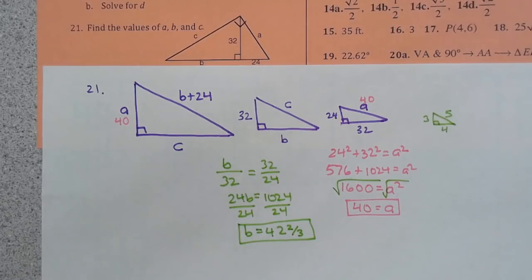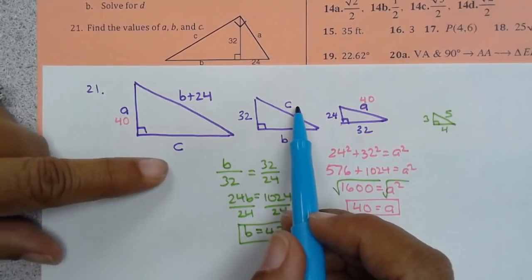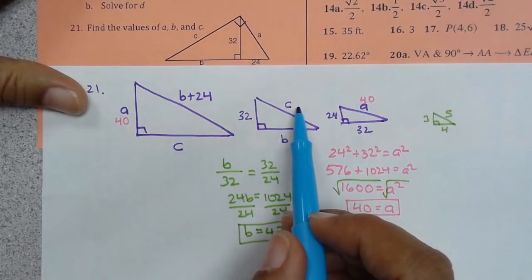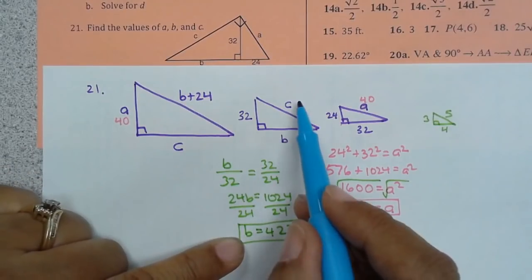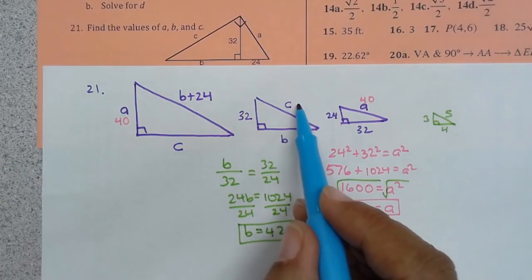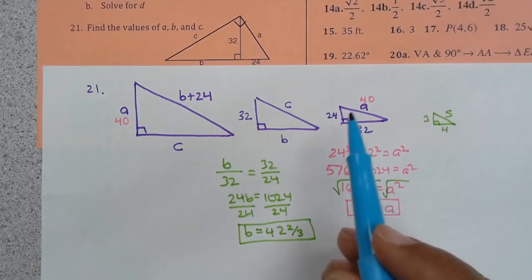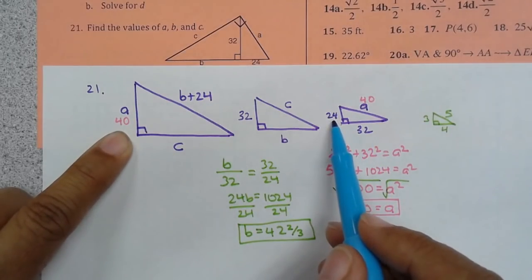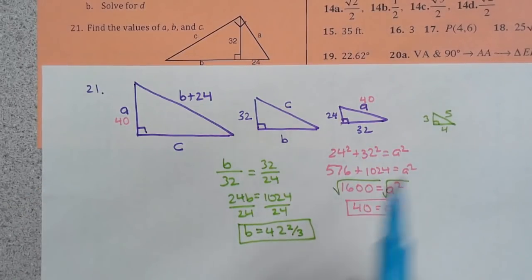All right, and now we have to find C. So I have C here, and I have C here. So there's a couple of ways you could do this. I could take this and say, okay, 32, I know B is 42 and 2/3, and then solve C by using the Pythagorean theorem. That's one way. I could also use C with 32 and 40 with 24 as well. Since I don't like fractions, I'm going to go this route instead, because there's multiple ways to do these problems.